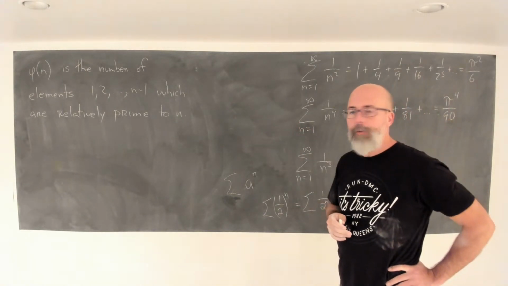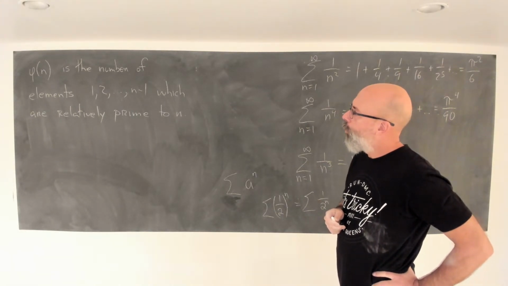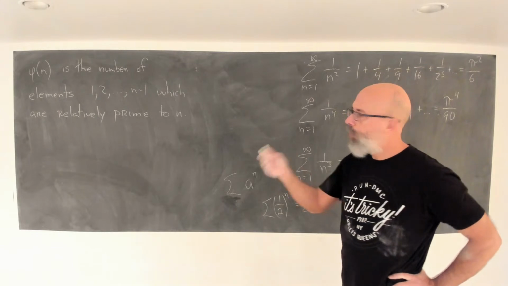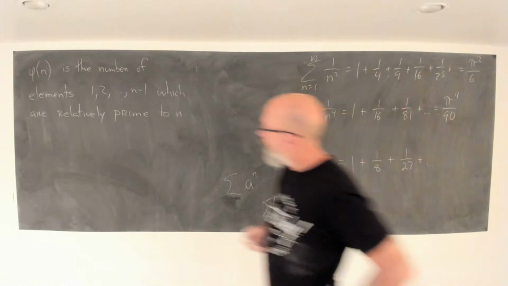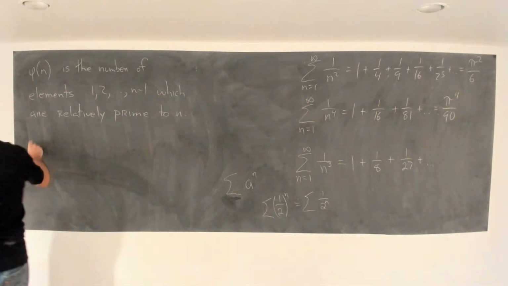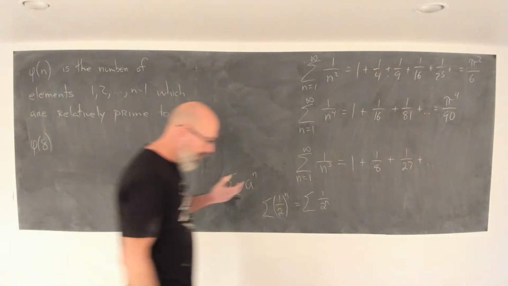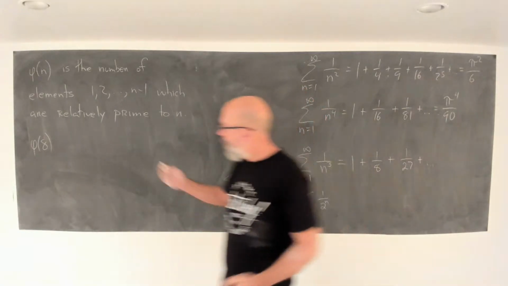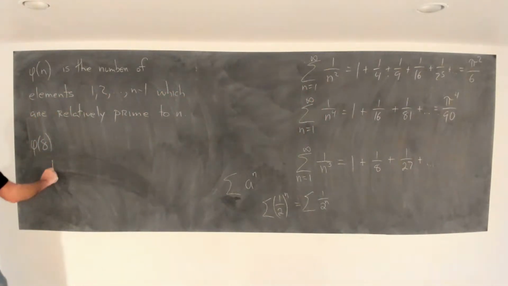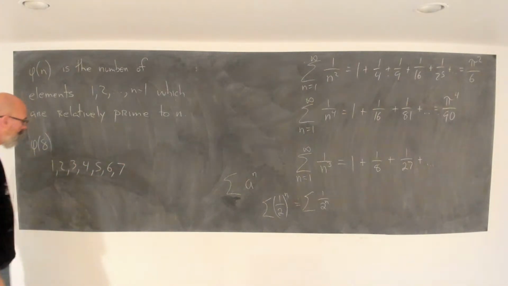So the Euler function, phi n, is the number of elements 1, 2, 3, all the way to n minus 1, which are relatively prime to n. Let's take an example. Let's look at phi of 8. What is phi of 8? Well, what are the numbers less than 8? You have 1, 2, 3, 4, 5, 6, 7.